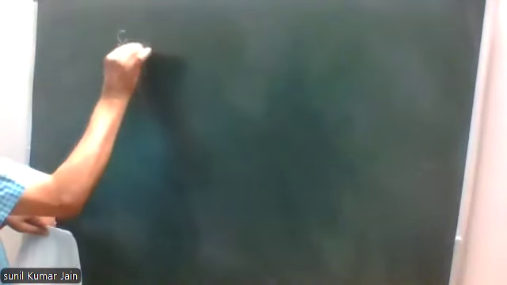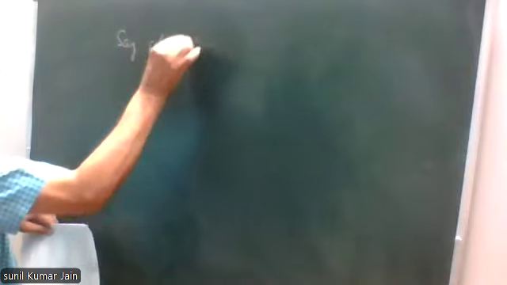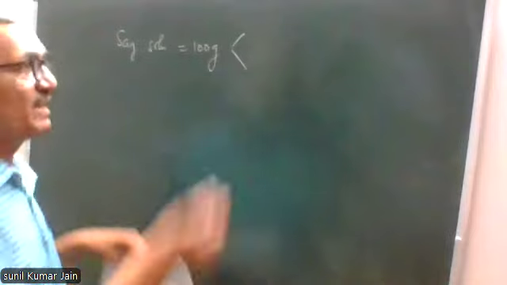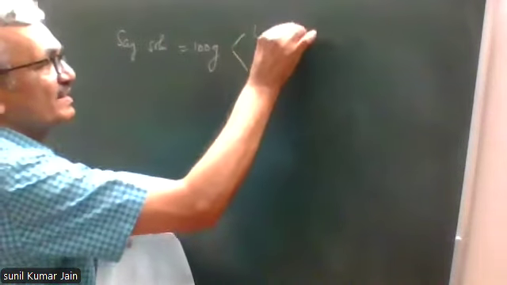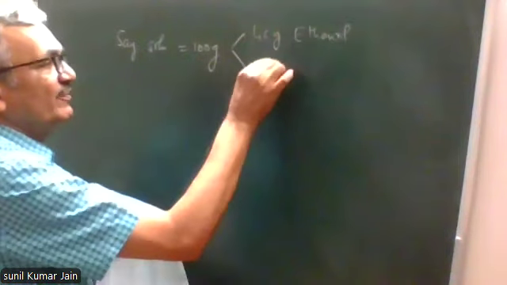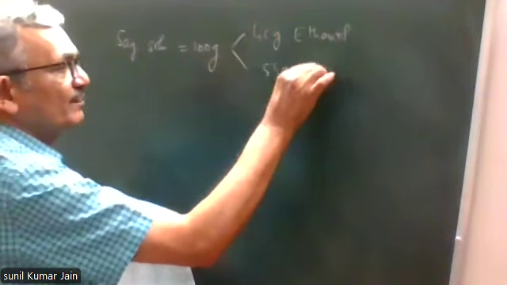Numericals were mostly simple. First numerical, calculate the mole fraction of ethanol in an aqueous solution containing 46% ethanol by mass. Say the solution is 100 grams. 46% means out of 100, 46 grams is ethanol and the remaining 54 grams is water.